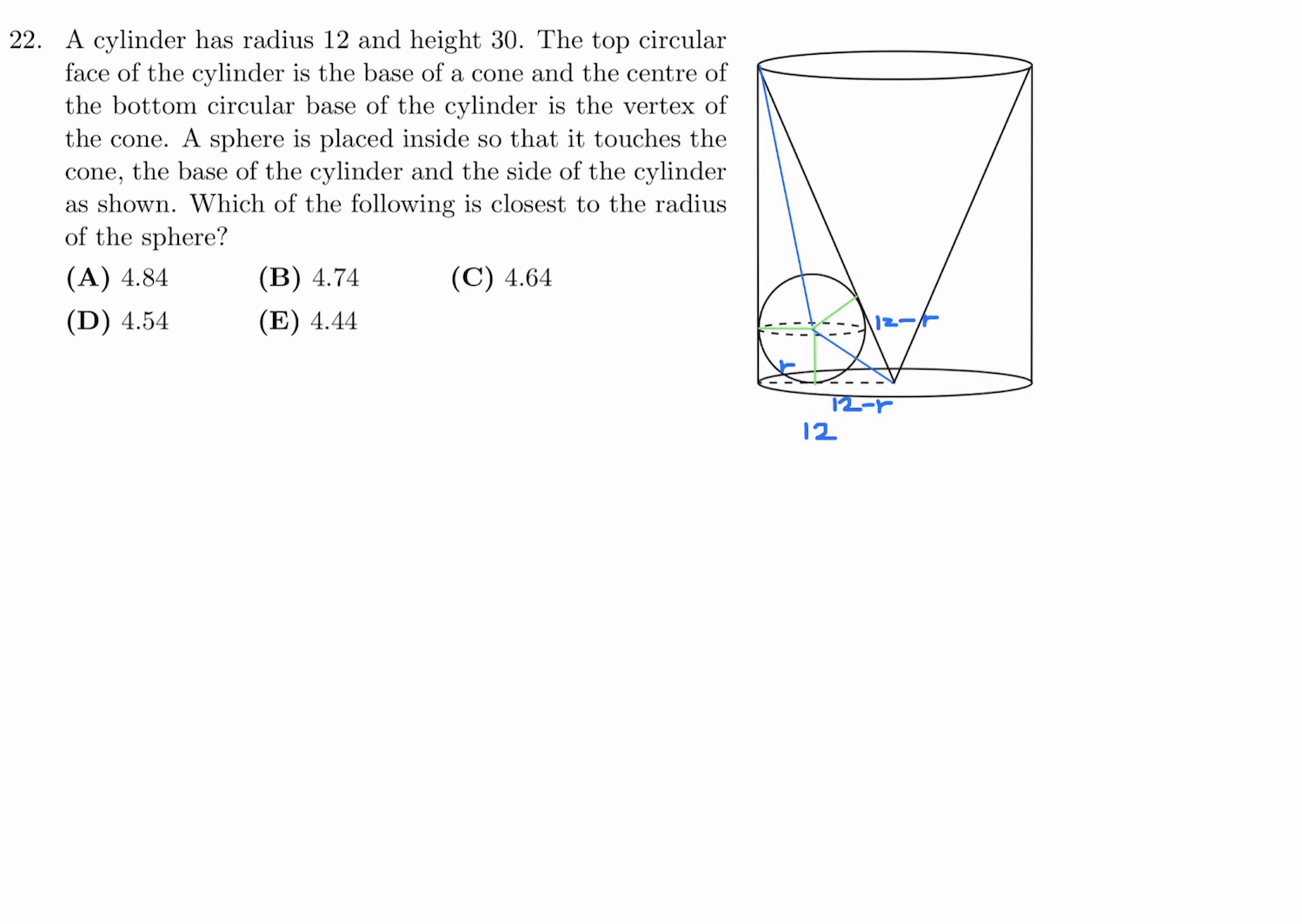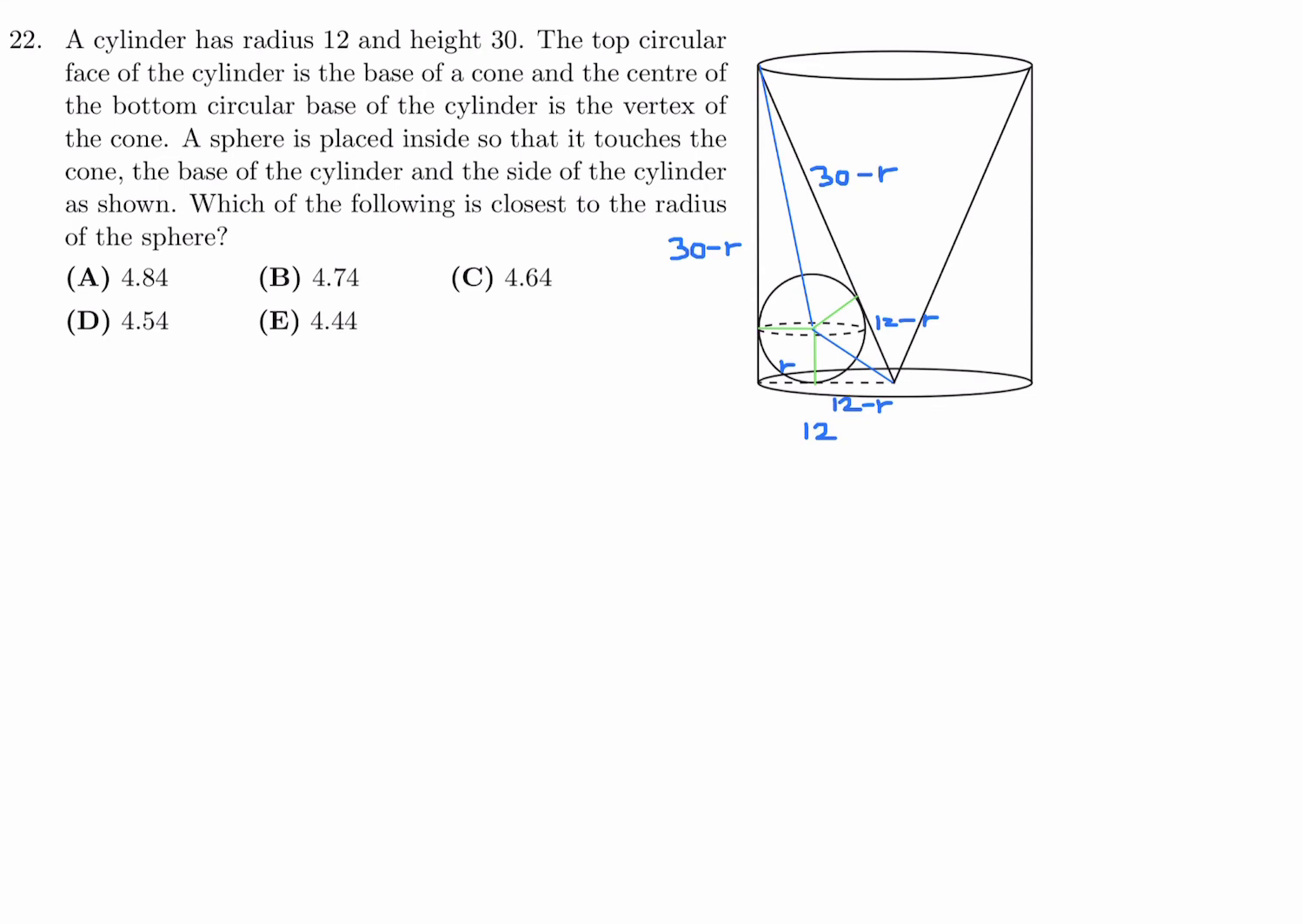Now, this distance right here is 30 minus r, since the top to bottom height is 30 and this is r, same as that. And therefore, this distance must be 30 minus r. So there we go, 30 minus r. So that pretty much completes the labeling of the diagram, and that's pretty much all there is to it.